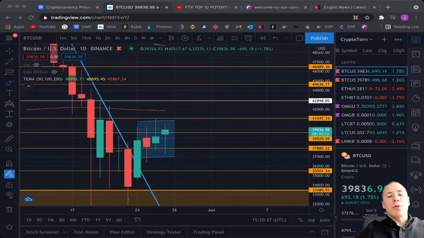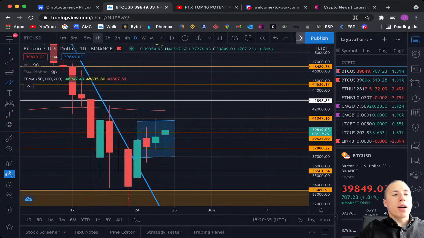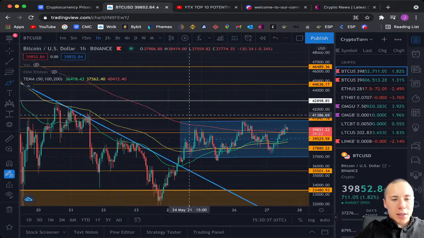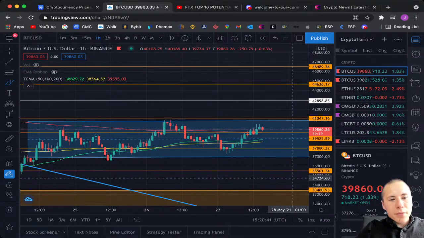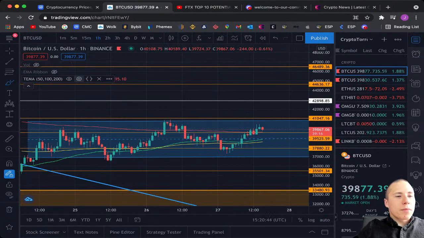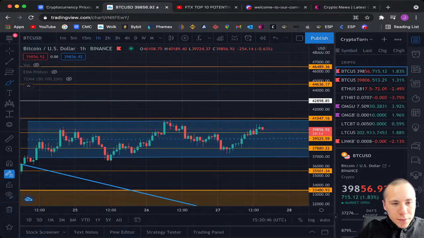So let's take a look at what Nike Ninja is saying. Is there a head and shoulders on the 1 hour forming? So let's take a look at the 1 hourly chart compared to Bitcoin, and if we are seeing an inverse head and shoulders playing itself out. Yeah, well, let's take a look.